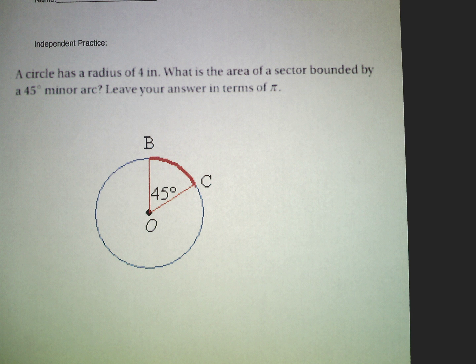Now, it says here a circle has a radius of 4 inches. What is the area of the sector bounded by a 45-degree minor arc?